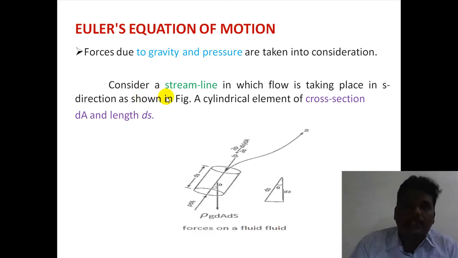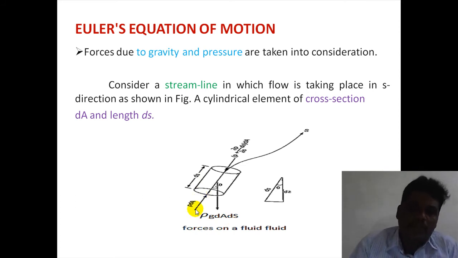Look at the diagram. Consider the streamline in which flow is taking place. The flow is taking place along the streamline. S is the streamline. Consider a cylindrical element cross section. Now the distance is equal to ds. Gravitational force is acting in the downward direction, that is rho g, which is the weight, times dA, along the area dA, as well as the small displacement ds.